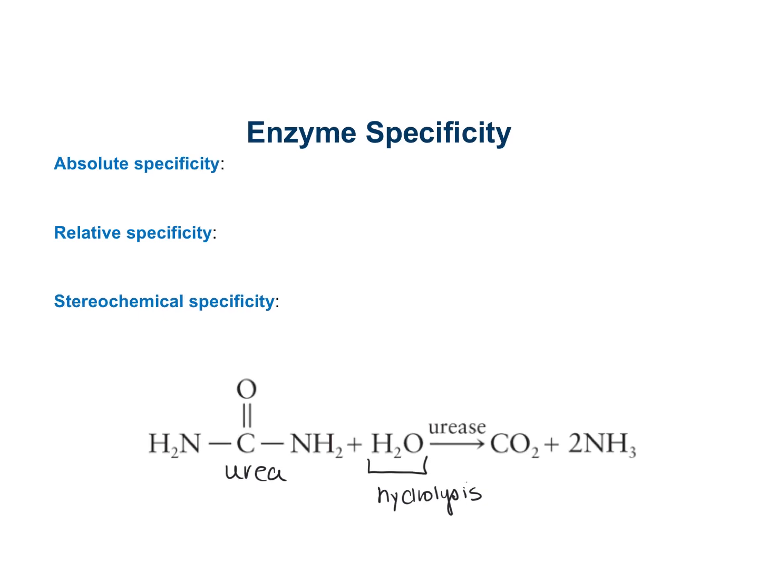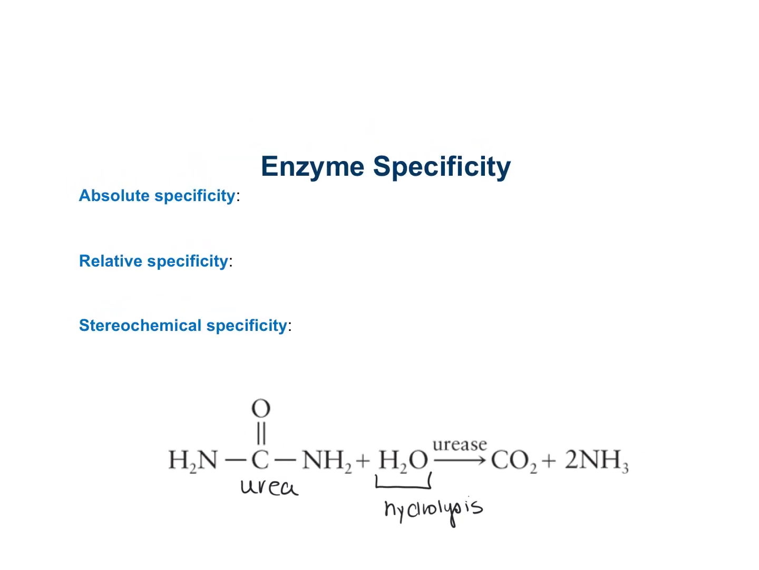So what we've talked about is an example of absolute specificity, which is just what happens when an enzyme acts only on one substance. That means one enzyme will catalyze and react with only one substance, and that's absolute specificity. So the enzyme acts only on one substance.